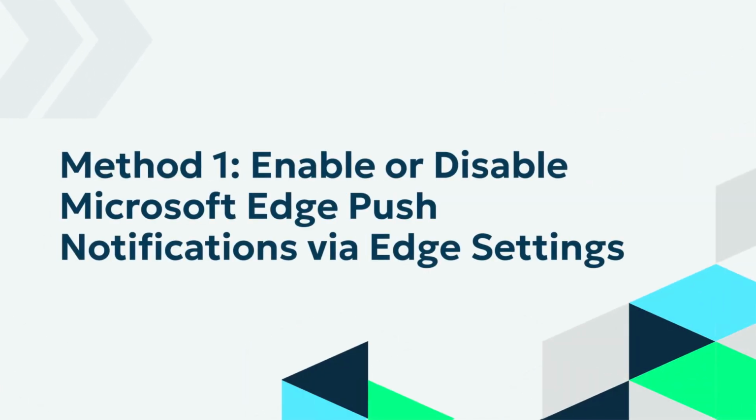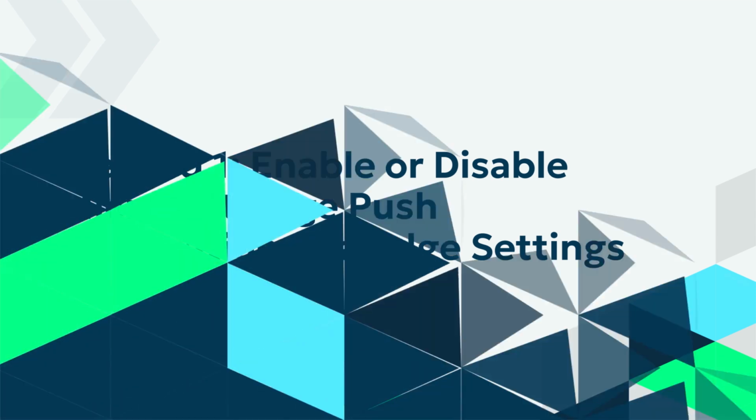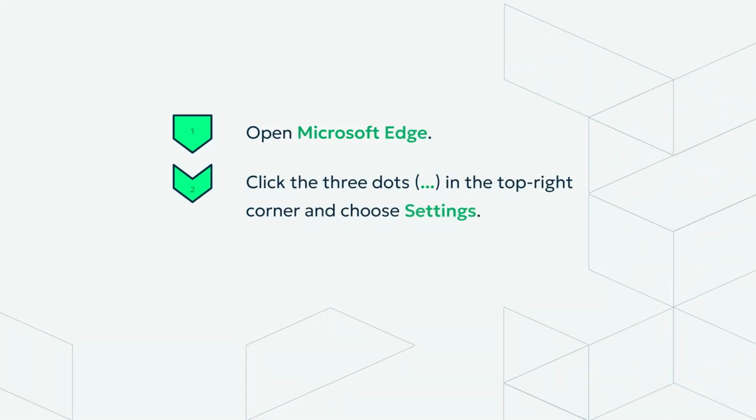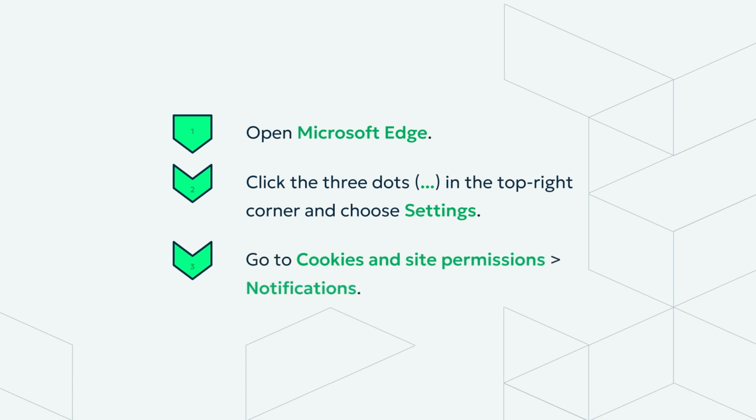Method 1. Enable or disable Microsoft Edge push notifications via Edge settings. This method works best for personal devices or single-user configurations. Open Microsoft Edge. Click the three dots in the top right corner and choose Settings. Go to Cookies and Site Permissions, Notifications.